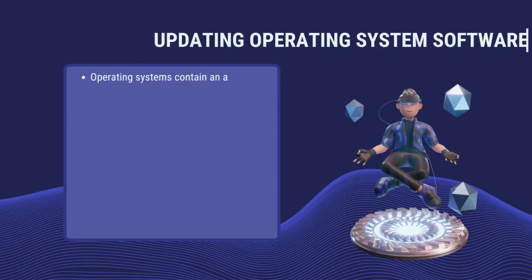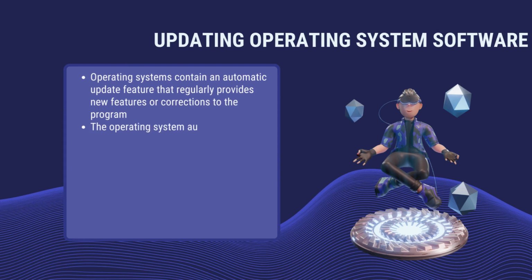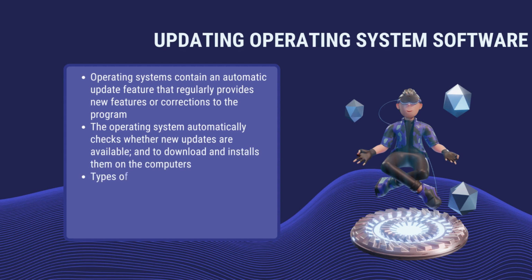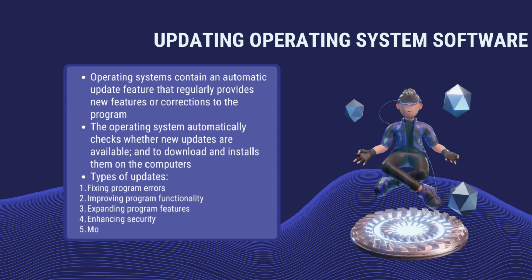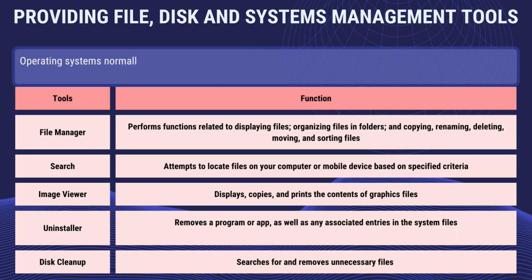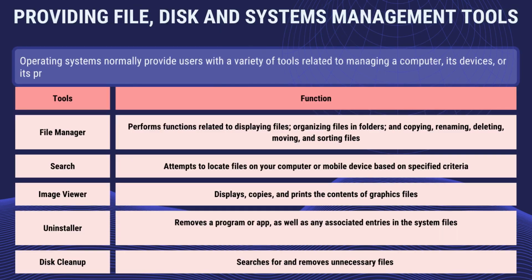Updating operating system software. Operating systems contain an automatic update feature that regularly provides new features or corrections to the program. The operating system automatically checks whether new updates are available, and downloads and installs them on the computer. Types of updates: fixing program errors, improving program functionality, expanding program features, enhancing security, modifying device drivers, providing file, disk and system management tools.